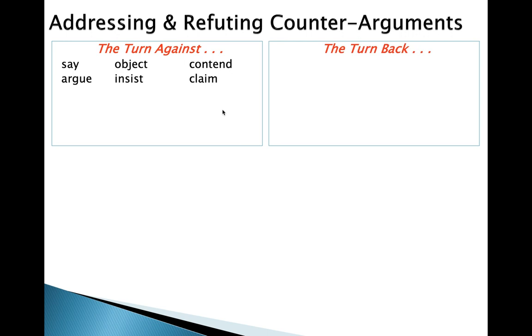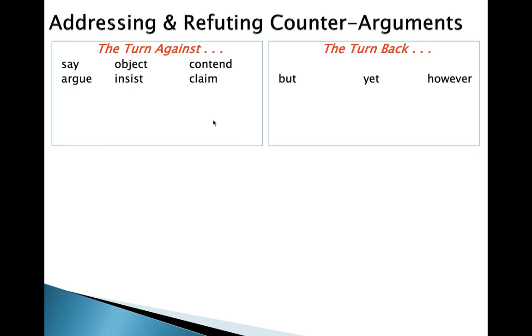Then when it's time to refute the counterargument, it's what we call the turn back, where you're now bringing your paper back to your point of view and showing why that counterargument isn't a good enough reason not to agree with you. And now our language is going to be signaling that we're moving against the counterargument and back to supporting our argument on the other side.